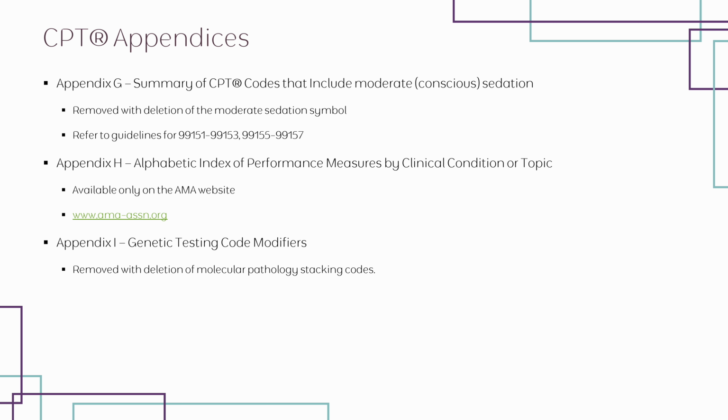And finally, Appendix I was deleted following the removal of the molecular pathology stacking codes. This appendix previously contained the genetic testing code modifiers that were reported in conjunction with those now deleted stacking codes. As molecular pathology coding was revised and new, more specific codes were created, the need for these modifiers and for Appendix I was eliminated entirely.